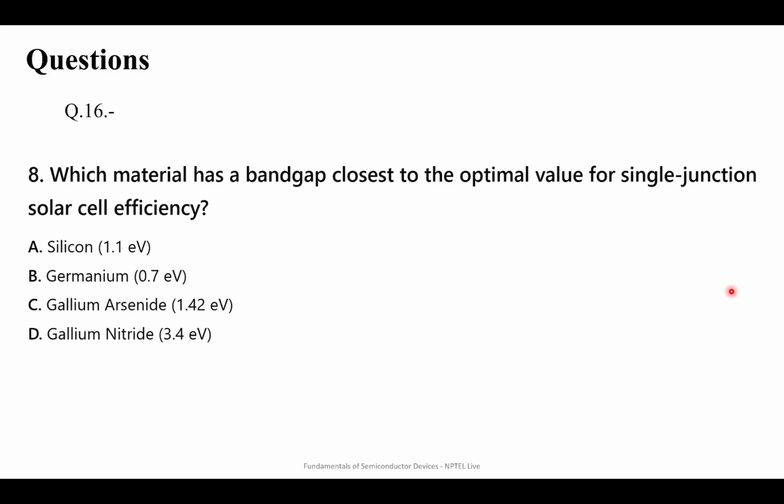What is the optimal band gap value I told? 1.3. So 1.42, gallium arsenide is the answer. Yes, so gallium arsenide is the answer. So the optimal band gap is around 1.3 to 1.5. Yes, sir. Okay, sir. One minute, sir.